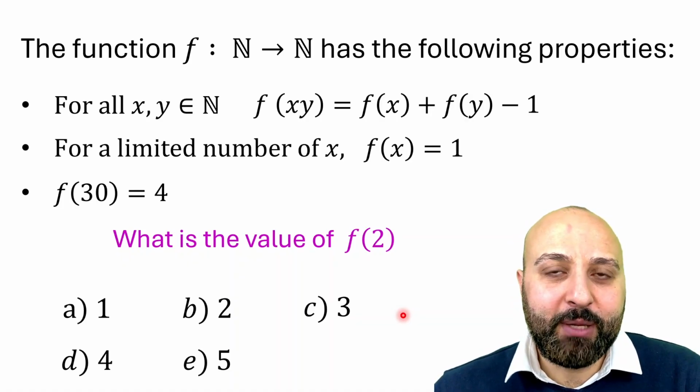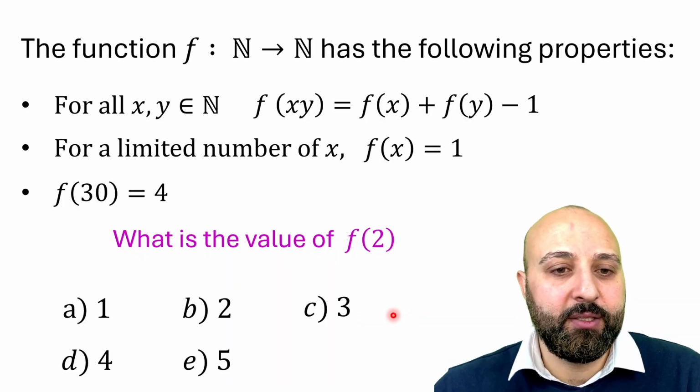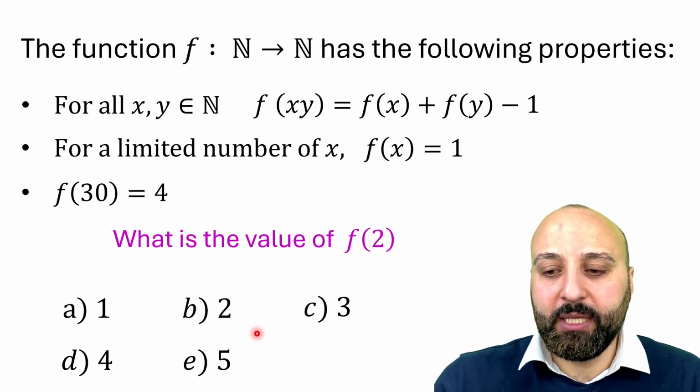Now, maybe I spend 5 to 10 minutes trying to solve this exercise, and then come back and see the solution. These are the options. f(2) can be 1, 2, 3, 4, 5. Alright, let's look at the solution.